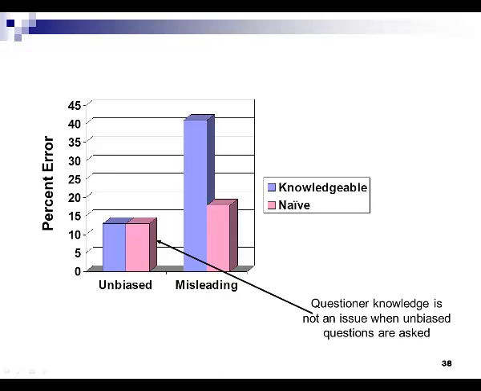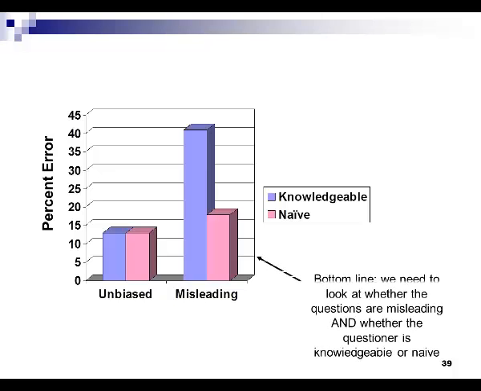When the questioner knowledge is not an issue, as you see over here, it's not an issue when the unbiased questions are asked. So the bottom line is we need to look at whether the questions are misleading and whether the questioner is knowledgeable or naive.